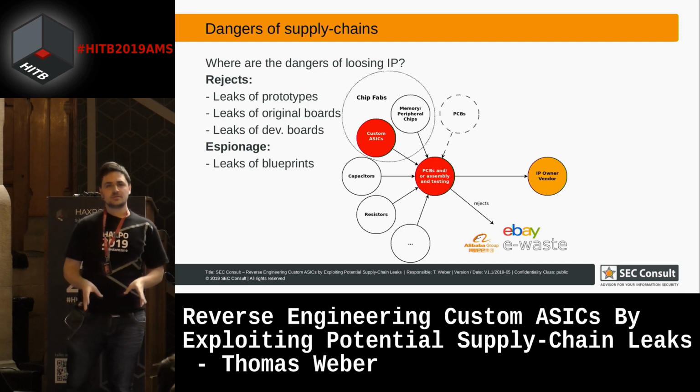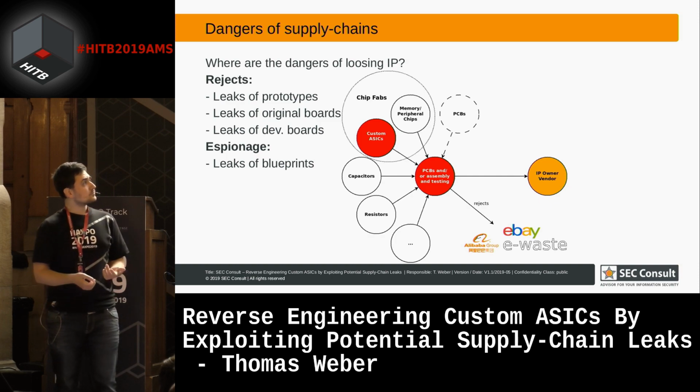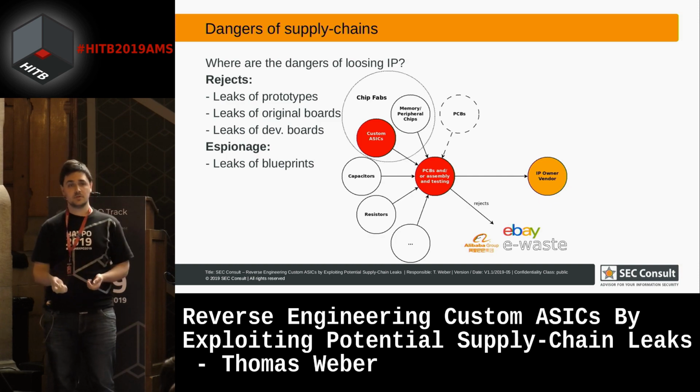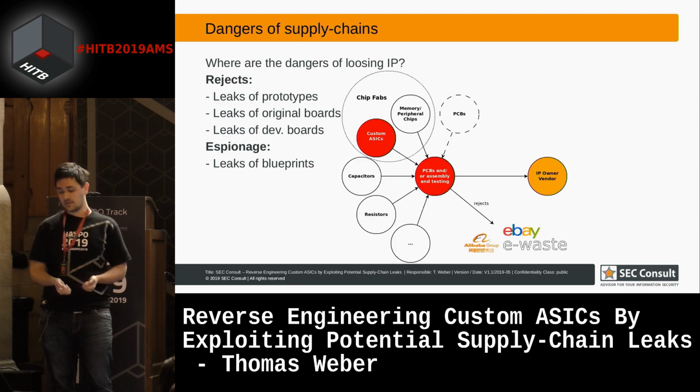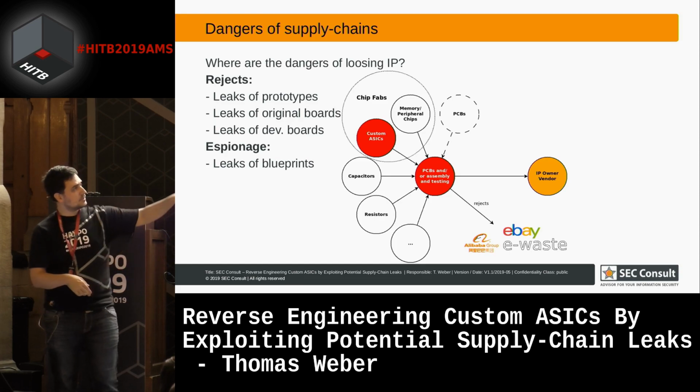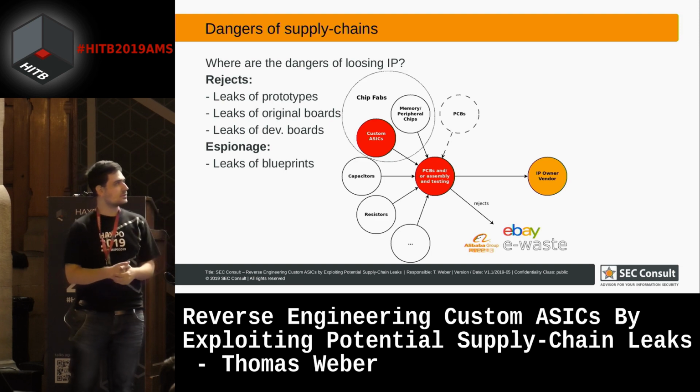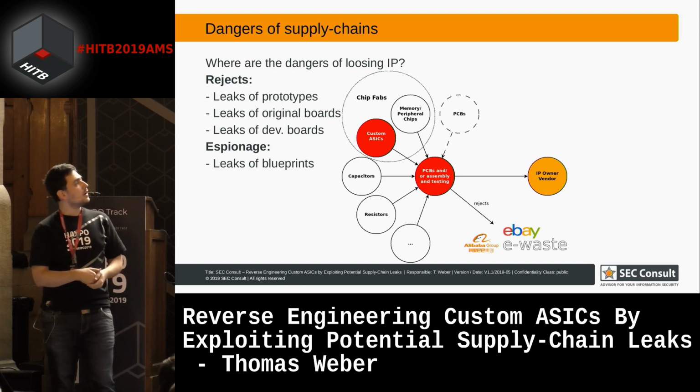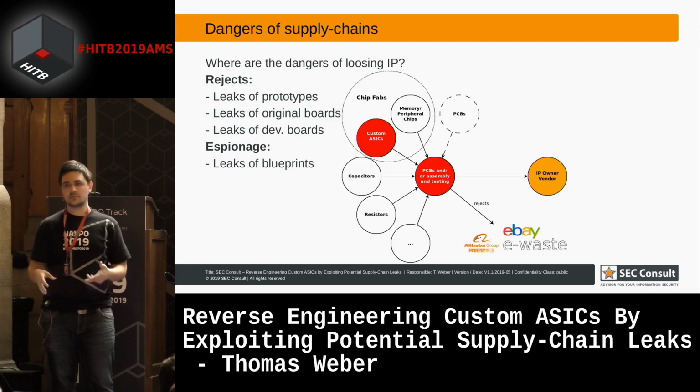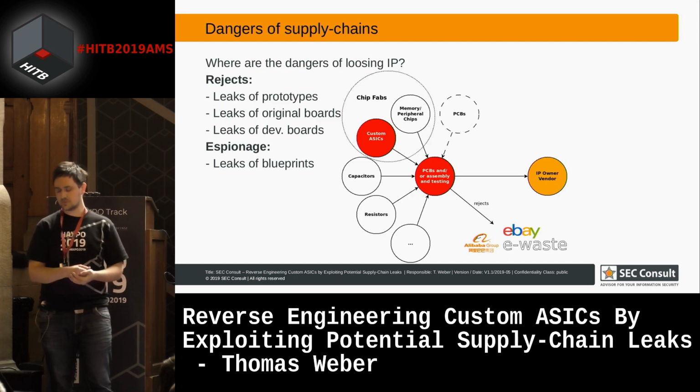What are the dangers of losing intellectual property? When you want to produce PCBs with custom system-on-chip solutions, you have to give your blueprint to a third-party vendor or manufacturer. When you are the IP owner, the orange circle on the right, you want to get thousands, millions of PCBs with the system-on-chip solutions and give the blueprint to a manufacturer.